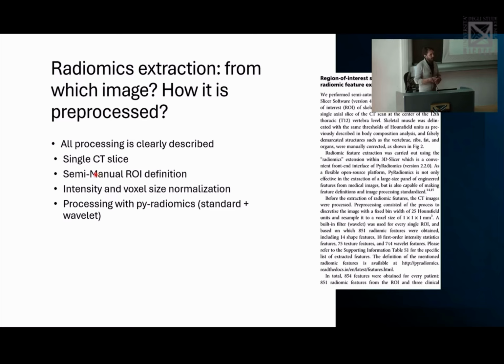Here I've written semi-manual. It was a procedure which started from an automatic segmentation done with just thresholding on intensity, on Hounsfield intensity values, and with manual definition. And they describe in detail all the steps that they use for intensity and voxel size normalization, which again is very short, but given that it is completely arbitrary which setting you use, it's good that I've written it.